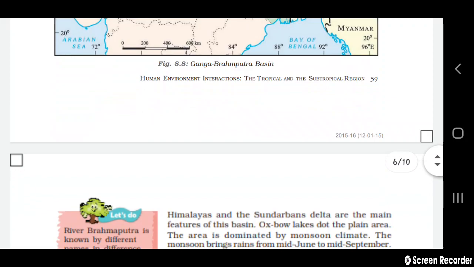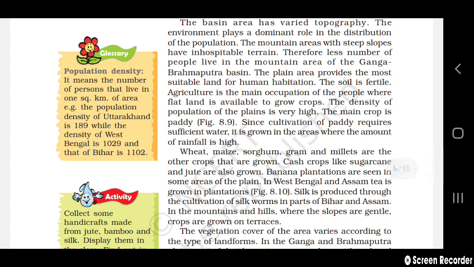Next, the basin area has very varied topography, which means the environment plays a dominant role in the distribution of the population. The mountain areas with steep slopes have inhospitable terrain. Therefore, fewer people live in the mountain area near the Ganga Brahmaputra basin, where the Himalayas lie. So the plains area provides the most suitable land for human habitation.